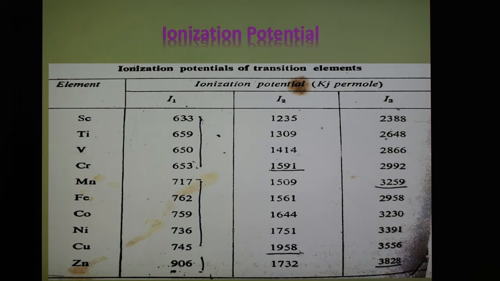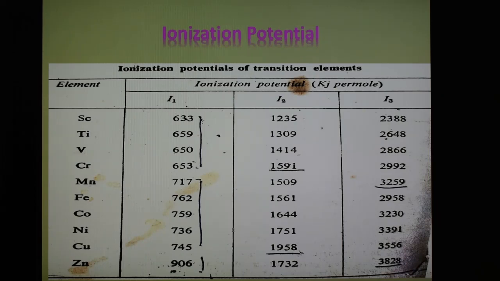We find that the first ionization potential value I1 for the first 4 elements, scandium, titanium, vanadium and chromium, are almost the same. Similarly, the values for the next 5 elements from manganese to copper are slightly higher than the previous element, and zinc has an exceptionally higher value because of the stable configuration, 3d10 4s2.